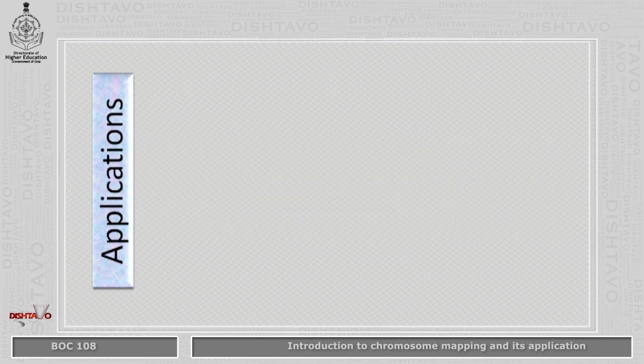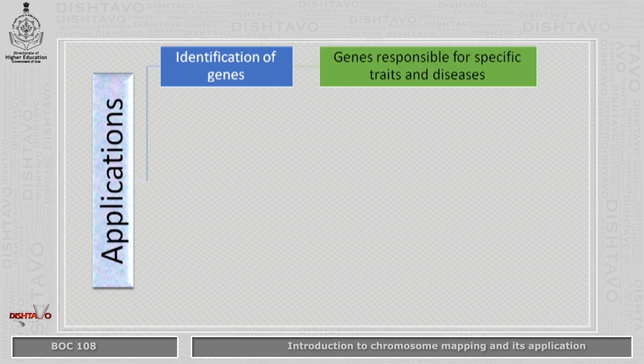Applications of chromosome mapping. Identification of genes. Chromosome mapping helps us to identify various genes found in plants and animals. These genes may be responsible for specific traits which may or may not be beneficial, such as traits responsible for certain diseases.